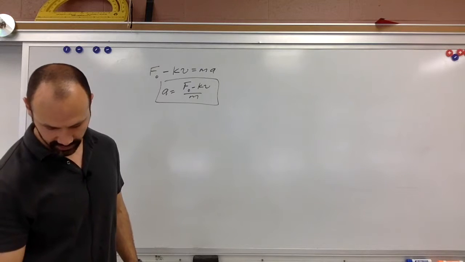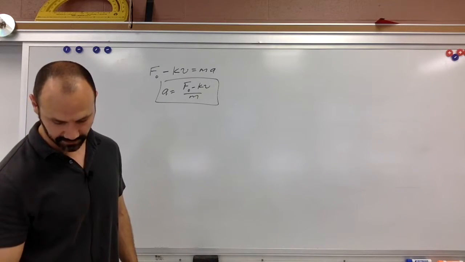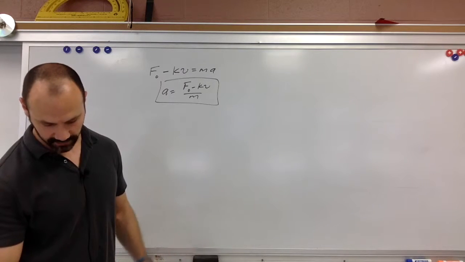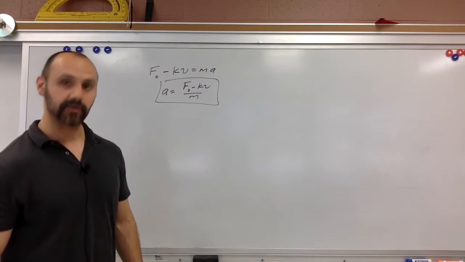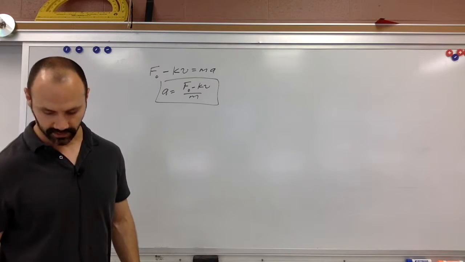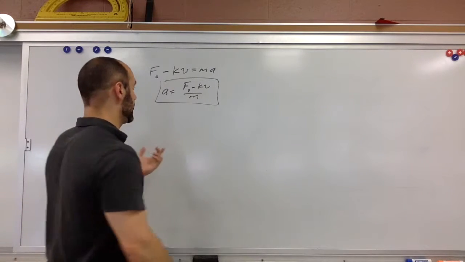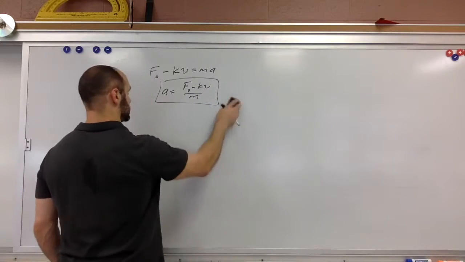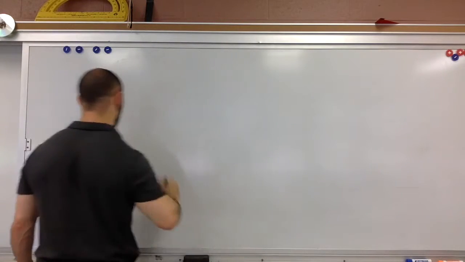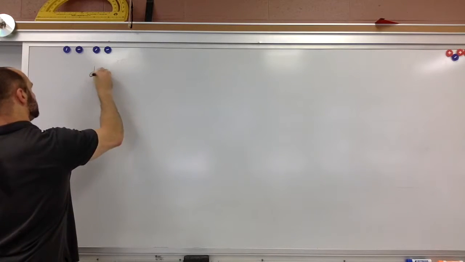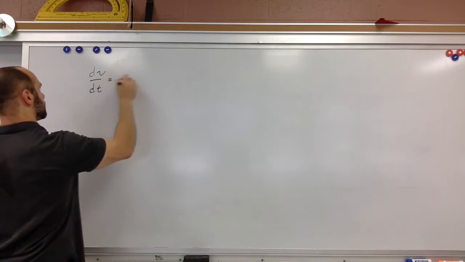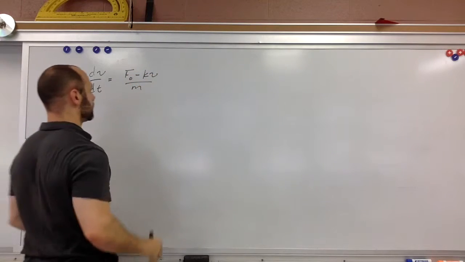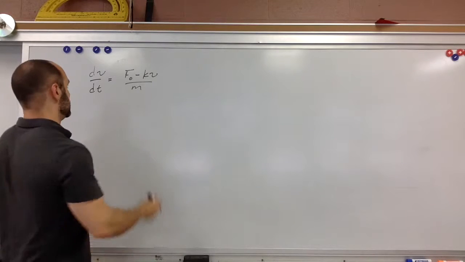Okay, C, derive the equation expressing the velocity of the car as a function of time in terms of K, F naught, and m. This one gets really tricky. This one involves the crazy calculus. So what happens is this now becomes, let me rewrite this, except instead of a, I'm going to write dv dt. So this is F naught minus kV over m.